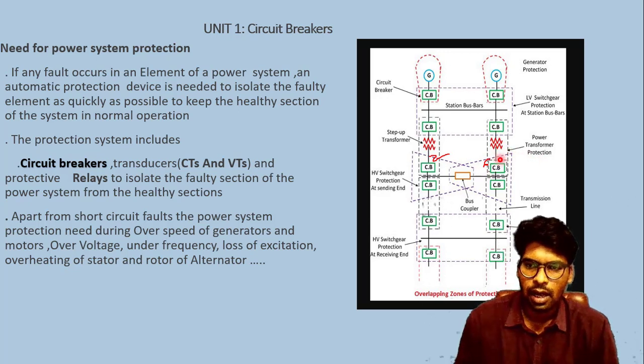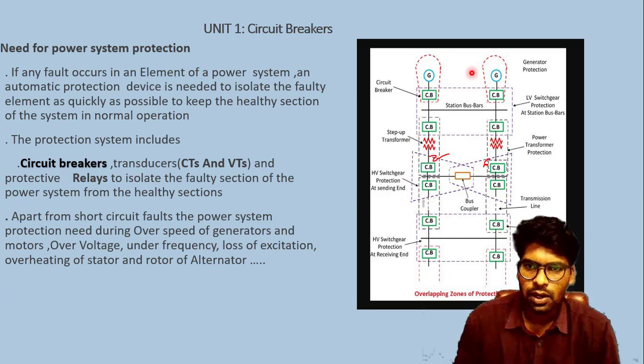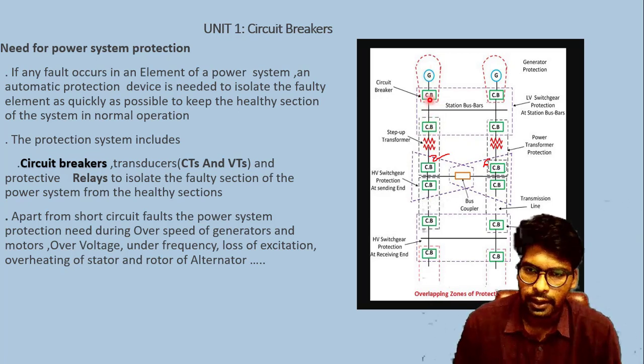And later after this we'll have a transmission line protection zone, and then again a step down transformer section, and the scenario continues. If you observe carefully, after every zone you have a circuit breaker. Here is a circuit breaker, here is a circuit breaker, this is the generator zone. So why do you need the circuit breaker here?